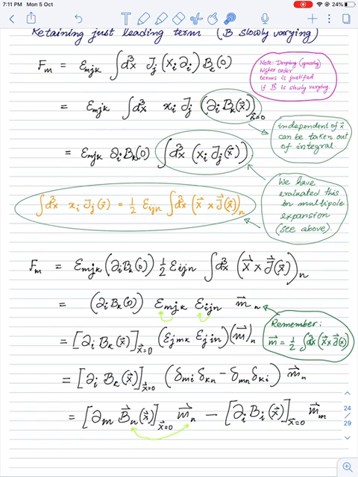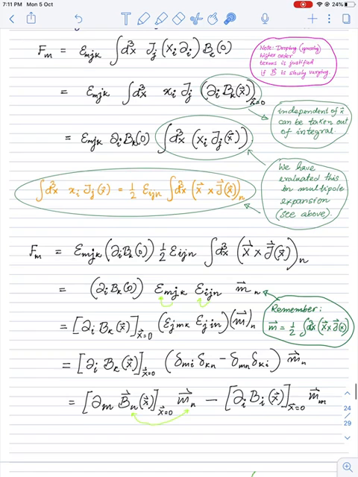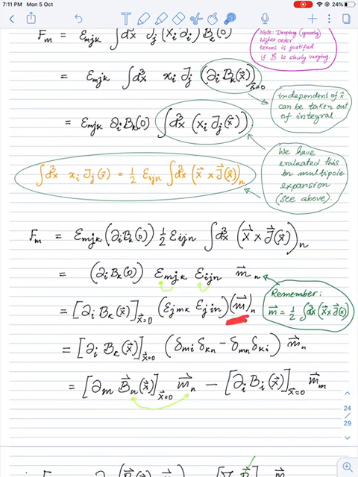Okay. Now if we just keep track of where the indices are and do some rearrangement with the indices, then we see that this term essentially, along with this factor of half, is basically the magnetic dipole moment. So because this is the magnetic dipole moment, I'm writing it as m. This is the magnetic dipole moment of the configuration. And therefore, this force, the leading order force, would be proportional to the magnetic dipole moment of the charge configuration.